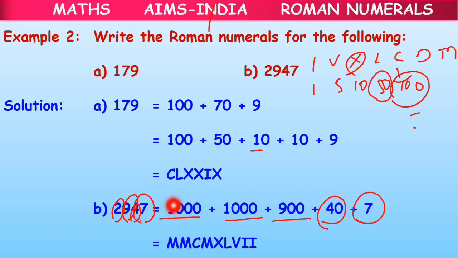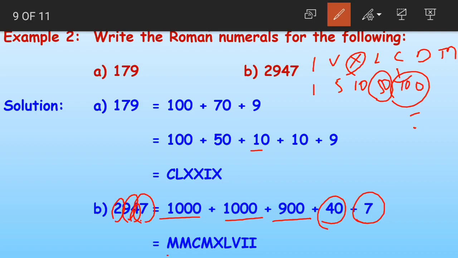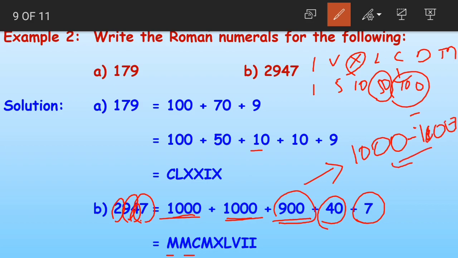Here 1000 is written as what? In Roman symbols, M stands for 1000. We have 2 thousands here, so we wrote 2 M's here. Okay, children, 1000 plus 1000 means MM. Then we have 900. Now how do we write 900? We write 900 as 1000 minus 100. Now when I say 100, I mean C, and when I say 1000, I mean M in the Roman symbols. So 1000 minus 100 is written as CM, which is nothing but our 900 here.